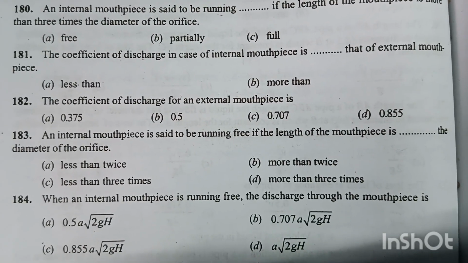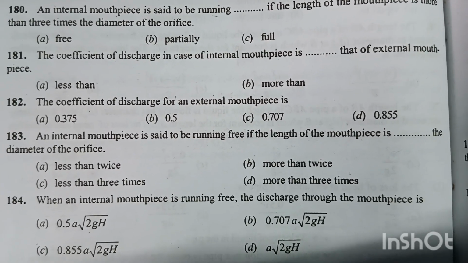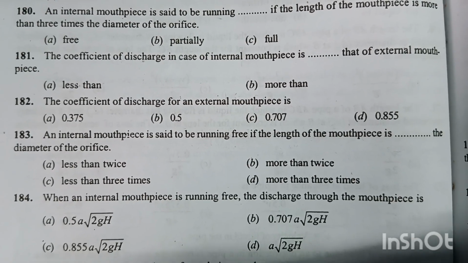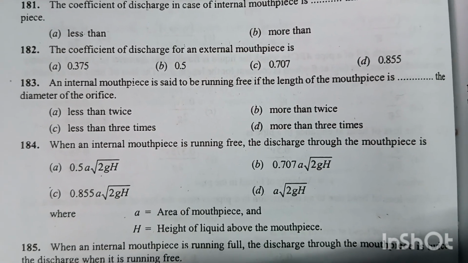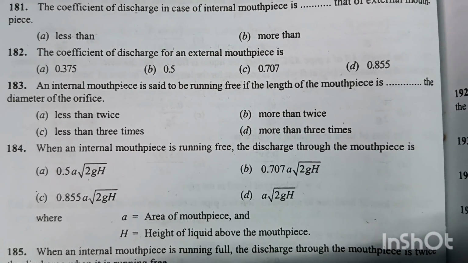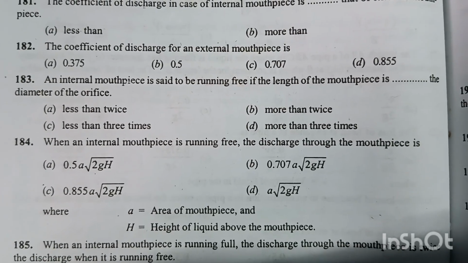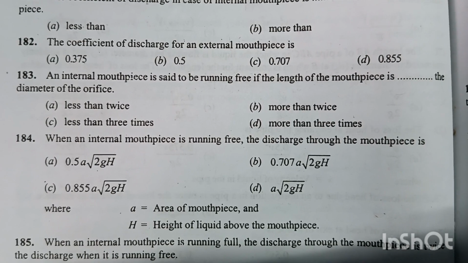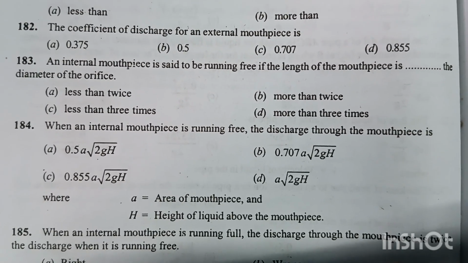An internal mouthpiece is said to be running free if the length of the mouthpiece is less than 3 times the diameter of the orifice. Question number 184. When an internal mouthpiece is running free, the discharge through the mouthpiece is given by: Option A is right answer. Q equal to 0.5 into A root over 2GH, where A is the area of the mouthpiece and H is the height of the liquid above the mouthpiece.